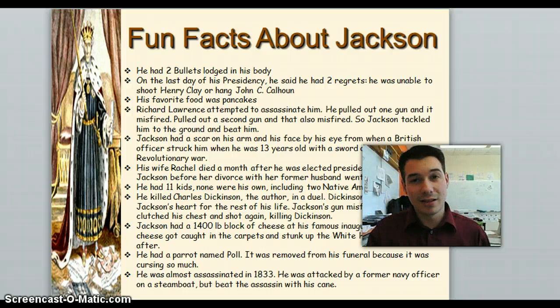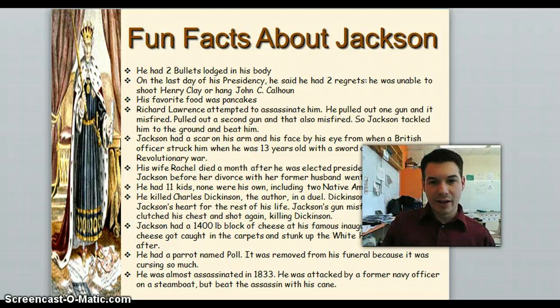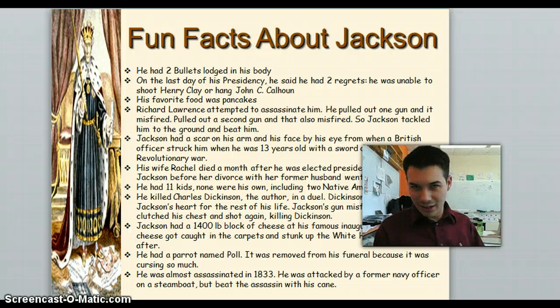He killed Charles Dickinson in a duel, in which Dickinson leaves a bullet near Jackson's heart. That's where it lies for the rest of his life. That's because Jackson's gun actually misfired. But he clutched his chest and shot again, they say.